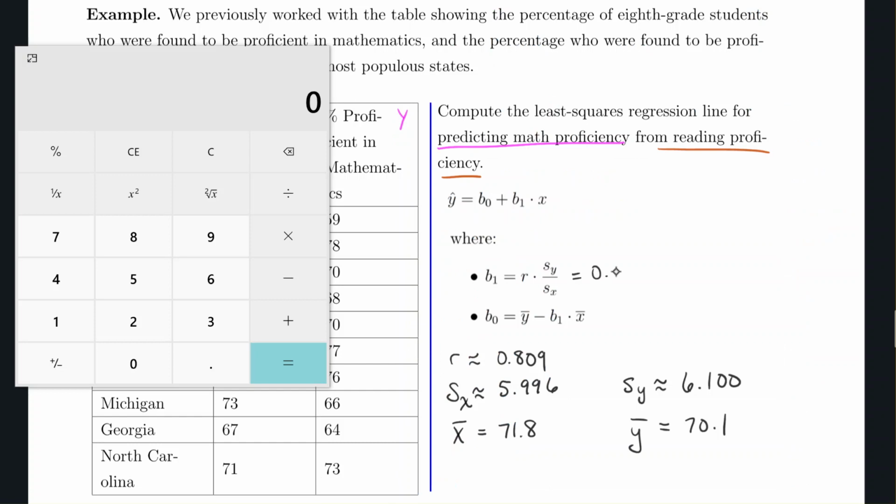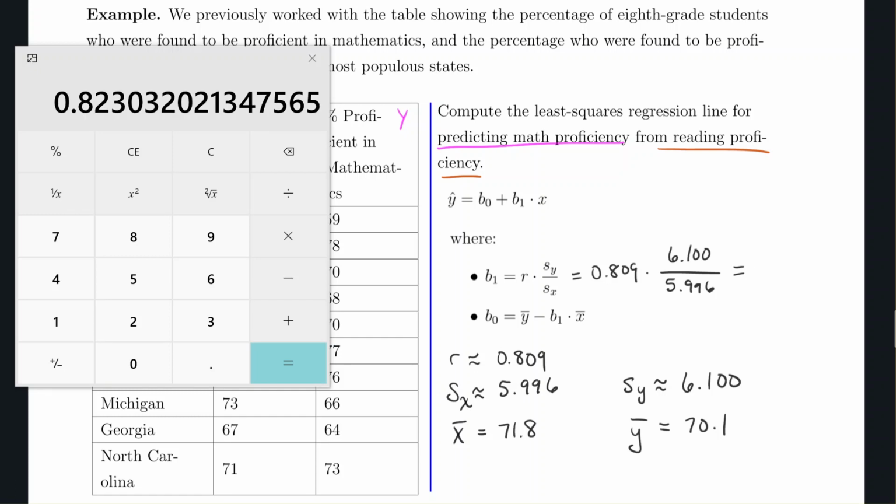b sub 1 is 0.809 times the fraction. Make sure your standard deviation from the y values goes at the top, so that's 6.100 divided by the standard deviation from the x values, 5.996, and that will be, when rounded to 3 decimal places, 0.823.